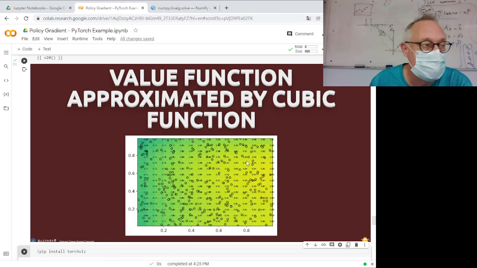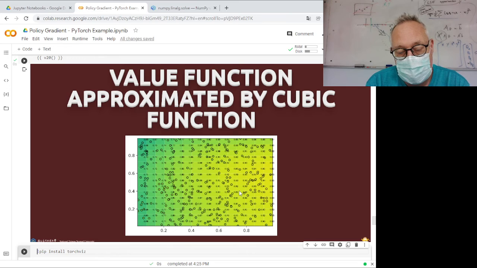So before, I didn't sample throughout the entire range, there was a bug. Now you can see the circles with the color that would correspond to the training data and the value function that was actually learned by the system using gradient descent, implemented in PyTorch.